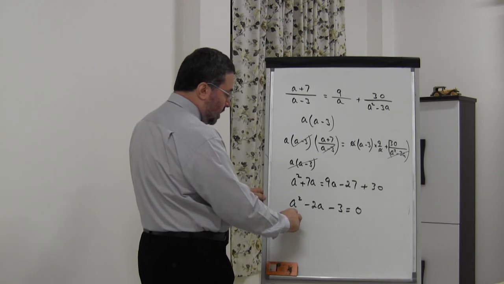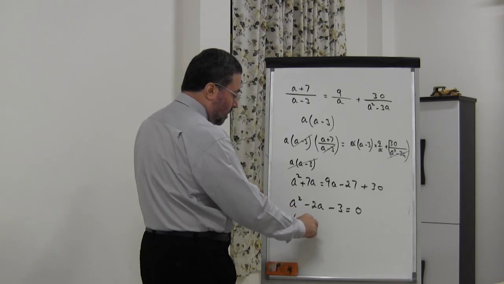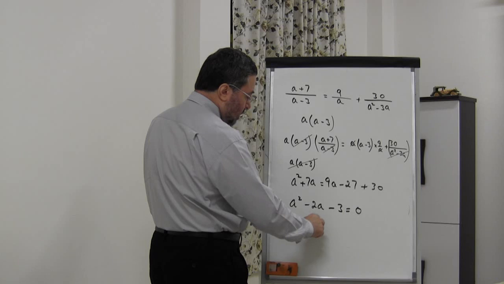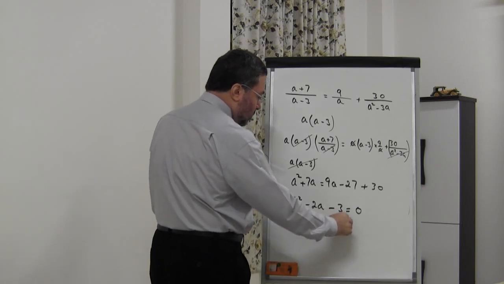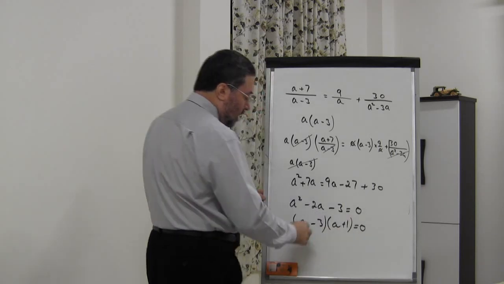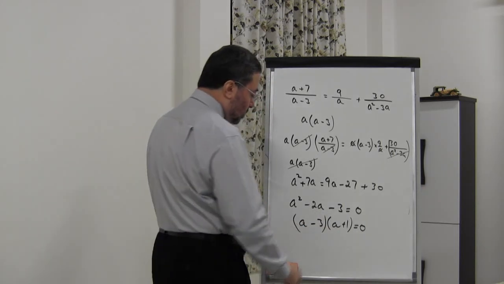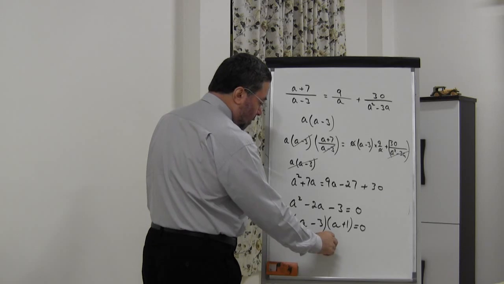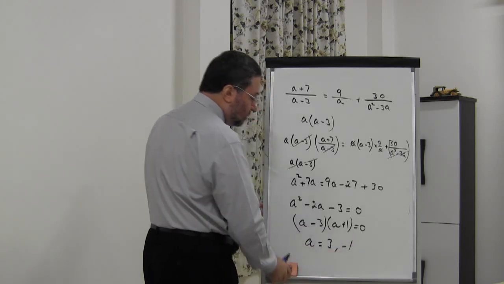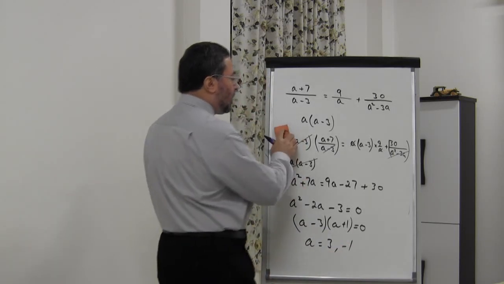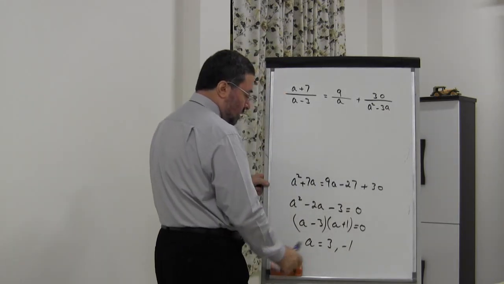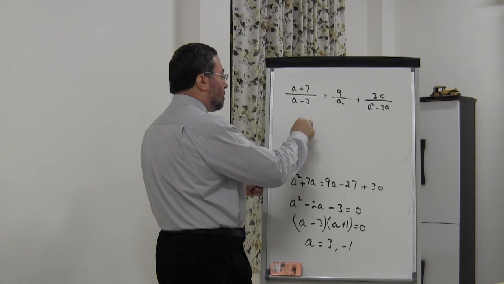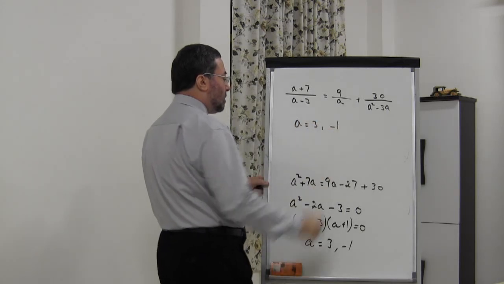And we factor this, and we get a minus 3 into a plus 1 equals to 0, and we get a equals 3 or minus 1. So now we have these two values. A equals 3 or minus 1.